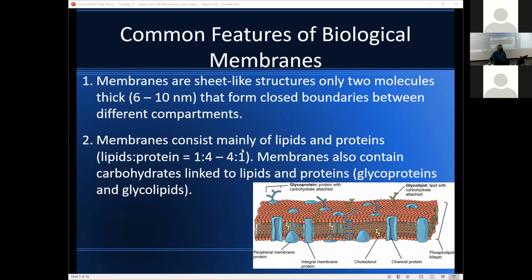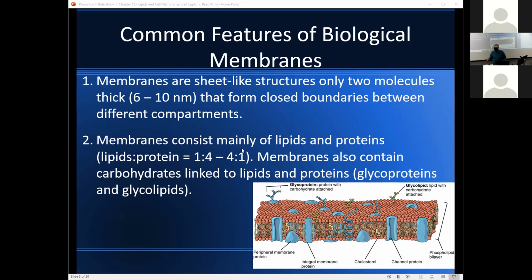Membranes consist mainly of lipids and proteins. The ratio is going to differ. I think generally about 50% protein, 50% lipid is where most membranes are. But it's going to differ depending on tissue, on specific organelles, and by species. Different bacterial species have different compositions of protein and lipid.